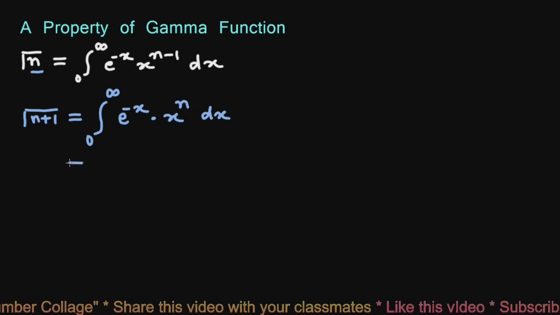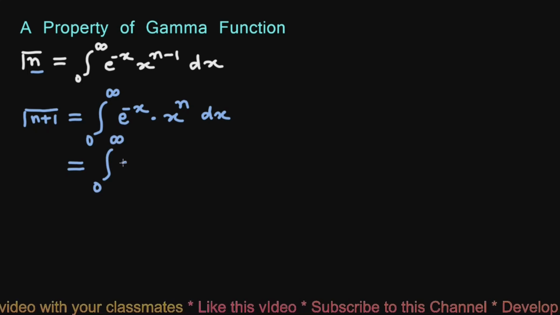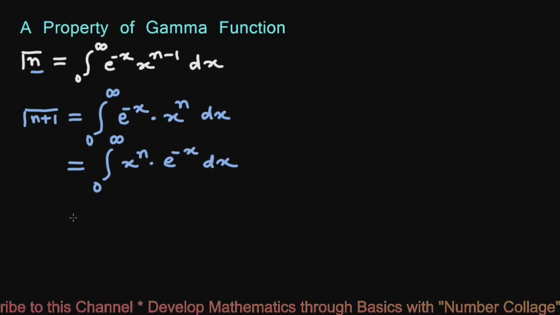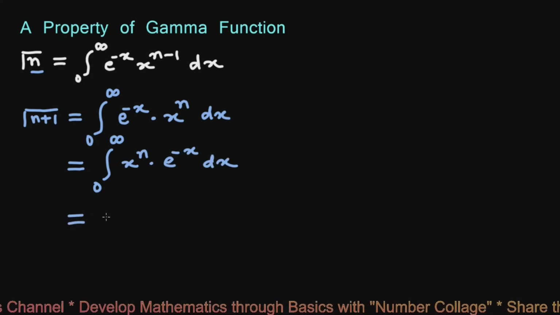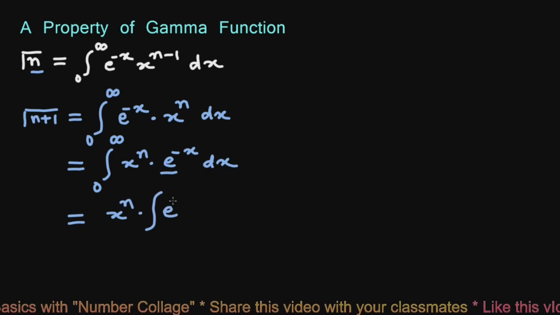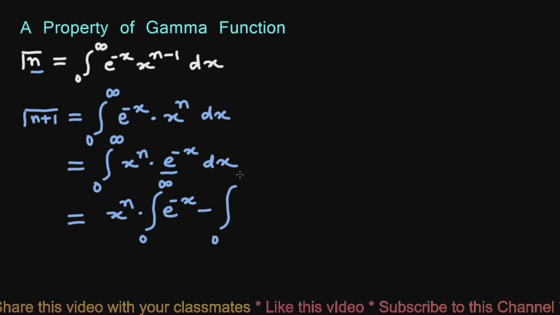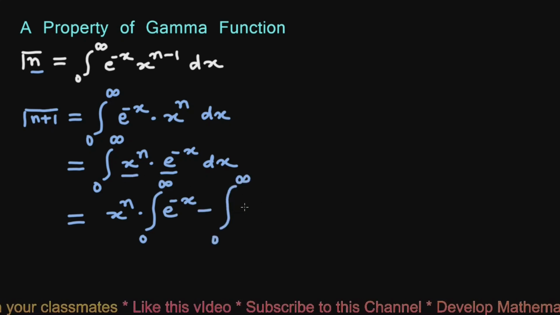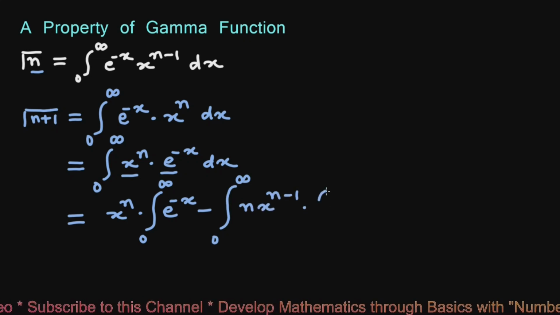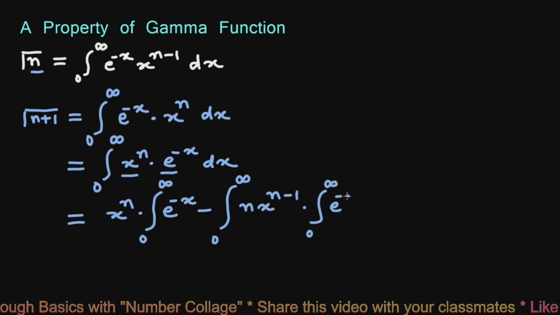In order to apply integration by parts, we will write this integral as first x raised to n into e raised to minus x dx. Now by integration by parts, this can be integrated as first function into integration of second, e raised to minus x, from 0 to infinity, minus integral from 0 to infinity of derivative of first, which will be n x raised to n minus 1, into integration of second from 0 to infinity of e raised to minus x dx.